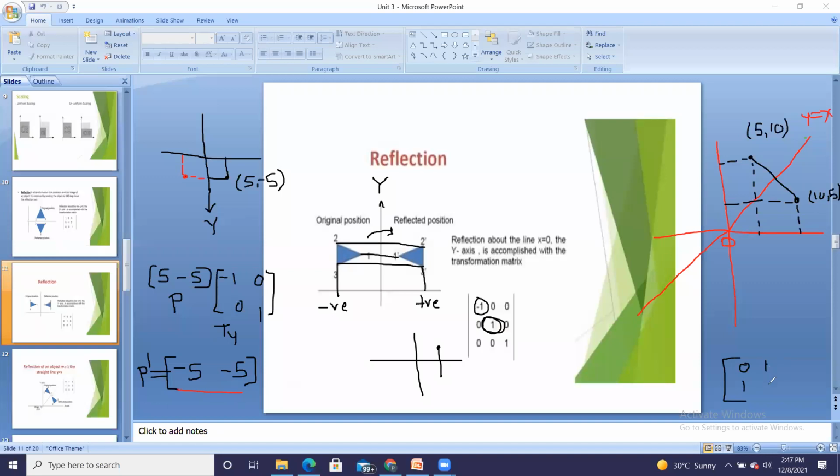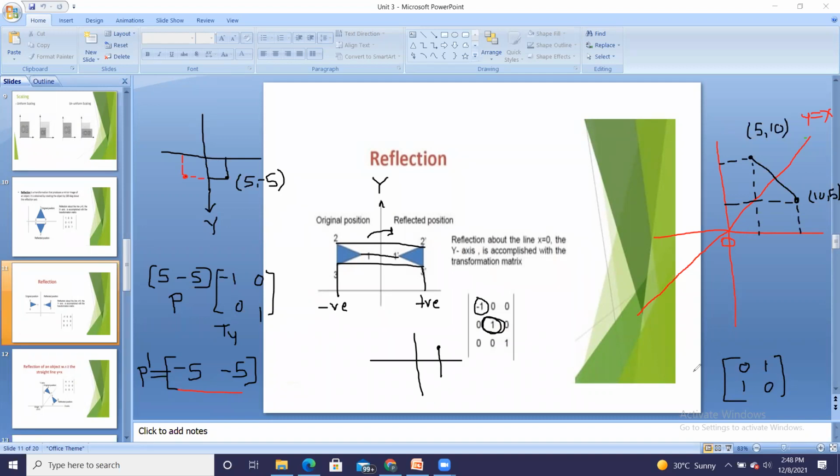The off diagonal elements will be 1 and the diagonal elements will be 0, where x will become y and y will become x. So simply I am replacing x by y and y by x, and that's it. I will get the result.